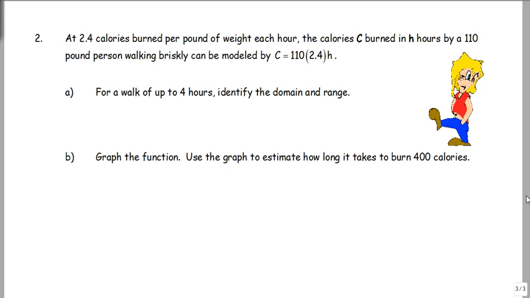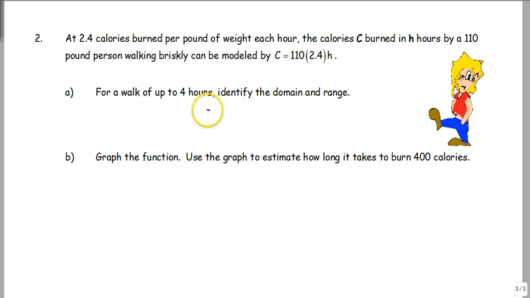You guys could probably do this without my help, but if you want to try them right now, pause the video and see if you get them right. 2.4 calories burned per pound of weight each hour. The calories burned in H hours by a 110-pound person walking briskly can be modeled by calories equals 110 times 2.4 times H. So for a walk of up to 4 hours, identify the domain and range.